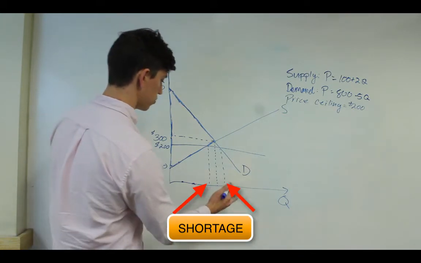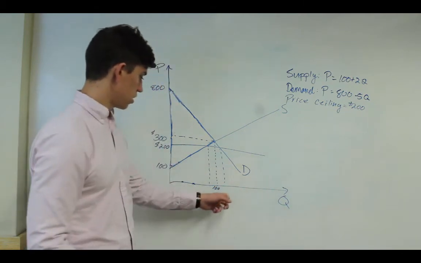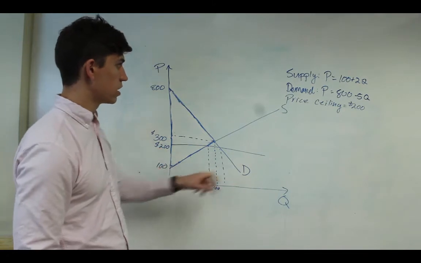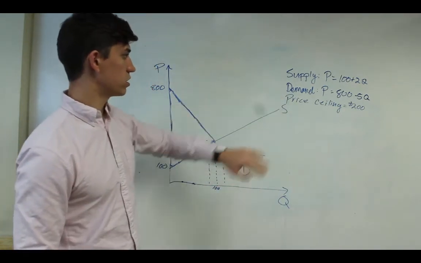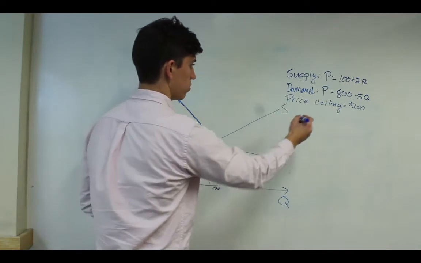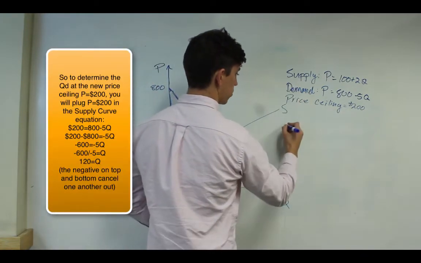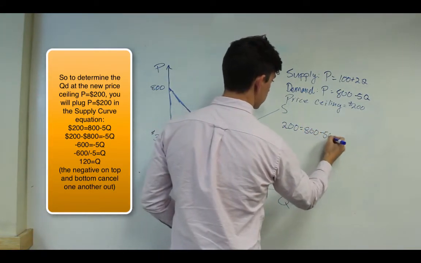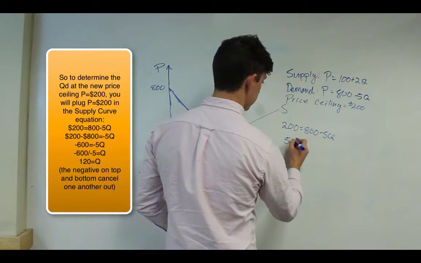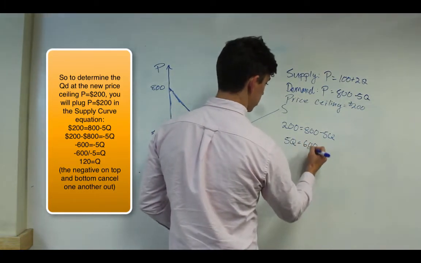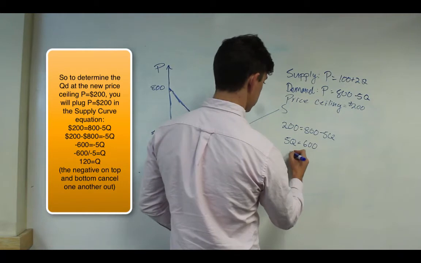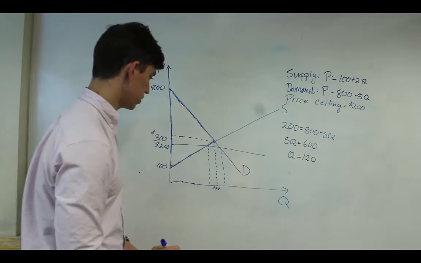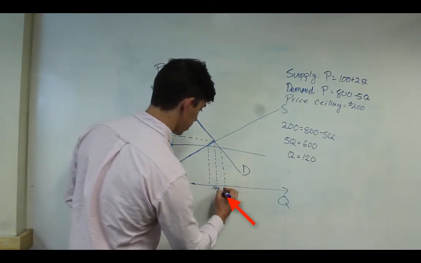So first we can calculate what these two new values are. Remember, the original one was 100 there. The new quantity demanded is just going to be what happens when we plug a price of 200 into the demand equation, which is going to get us, I'll do that real quick. So if we plug in 200 to the demand equation, we'll get 200 equals 800 minus 5Q. Right, so 5Q is equal to 600, and so Q is equal to 120. So that will give us 120 for this quantity right here.